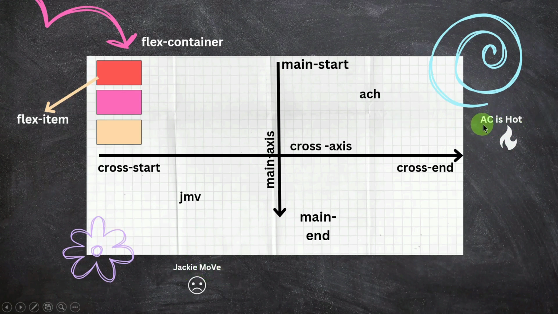So what I mean by this is, AC is align items, which will be the cross axis, and it will be horizontal. The opposite is this one, Jackie move. So J is justify content, move is main axis, and this V stands for vertical. If you're taking time to understand, that's completely fine, but it is very easy and very simple once you start writing the code.